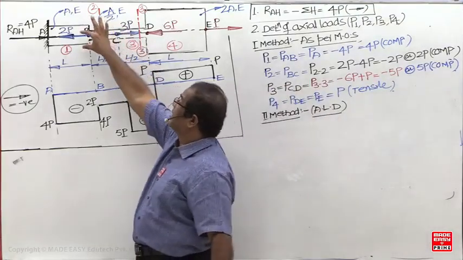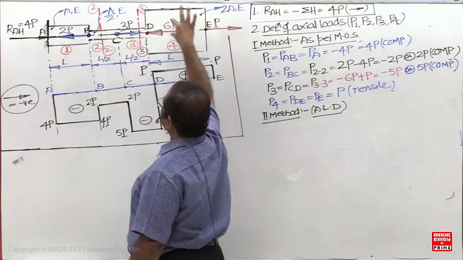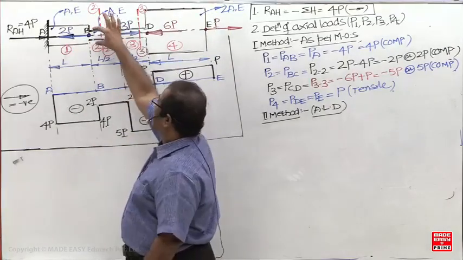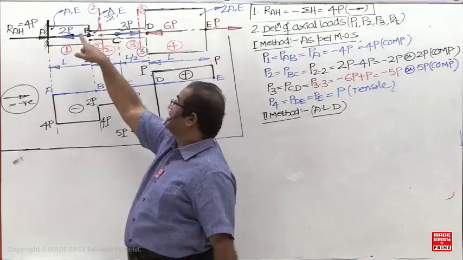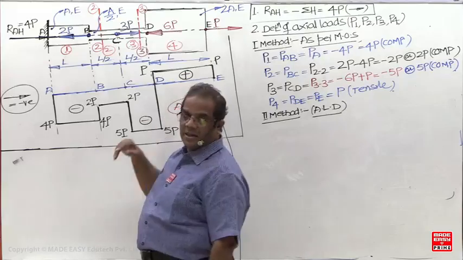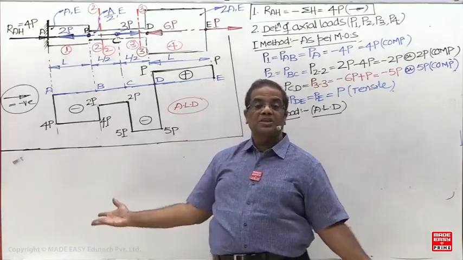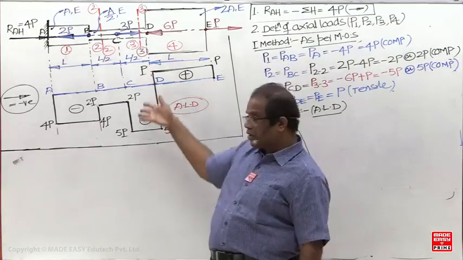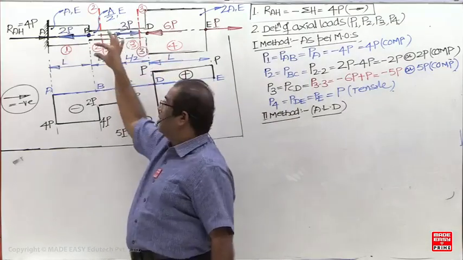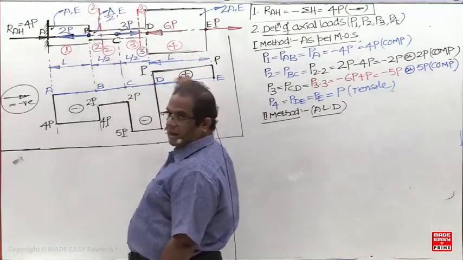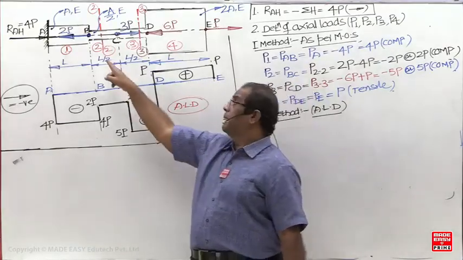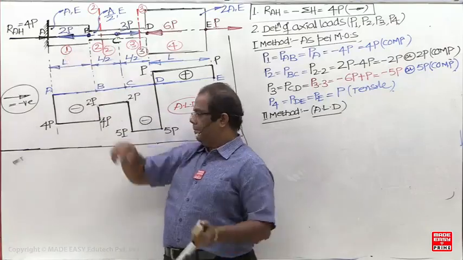Suppose by chance I take a stepped bar, and this is made of mild steel, this is aluminium, this is copper, and this is brass. Now what is the shape of the ALD? You have drawn it like this. But by chance the loads remain the same, only in place of the stepped bar there is a prismatic bar, but made of different material. Like this.